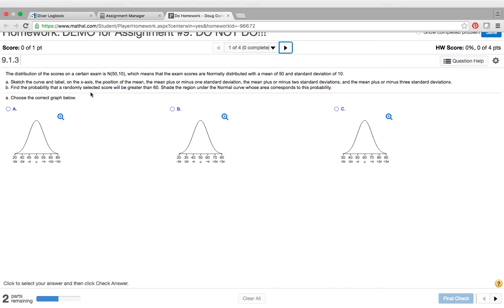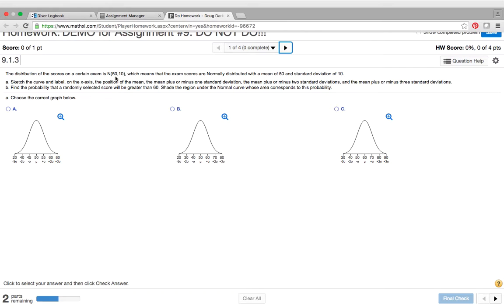So question number 1 says the distribution of the scores on a certain exam is a normal distribution with a mean of 50 and a standard deviation of 10, which means the exam scores are normally distributed. Sketch the curve and label on the x-axis the position of the mean plus or minus 1 standard deviation, the mean plus or minus 2 standard deviations, and the mean plus or minus 3 standard deviations.